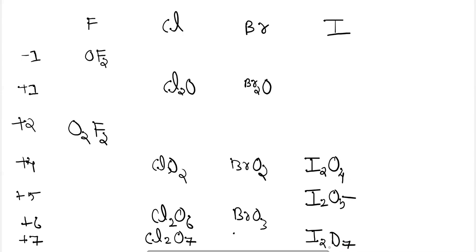So these are some of the compounds of oxygen with the halogens. And the reactivity here decreases as we go in this order. It means that iodine is more reactive with oxygen as compared to chlorine, and chlorine is more reactive as compared to bromine with oxygen.